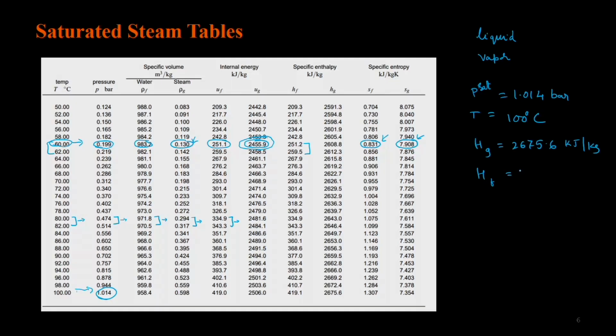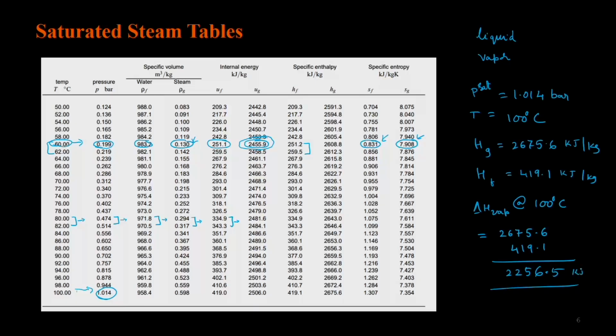These are the specific values, and the enthalpy of the liquid is 419.1 kilojoule per kg. The difference between these quantities is going to be the enthalpy of vaporization at 100 degrees centigrade, or 1.014 bar, whatever it is you want to express it as. It's going to be 2615.7 minus 419.1, which is 2256.5 kilojoule per kg. So 2256.5 kilojoule per kg is the enthalpy of vaporization at this condition.